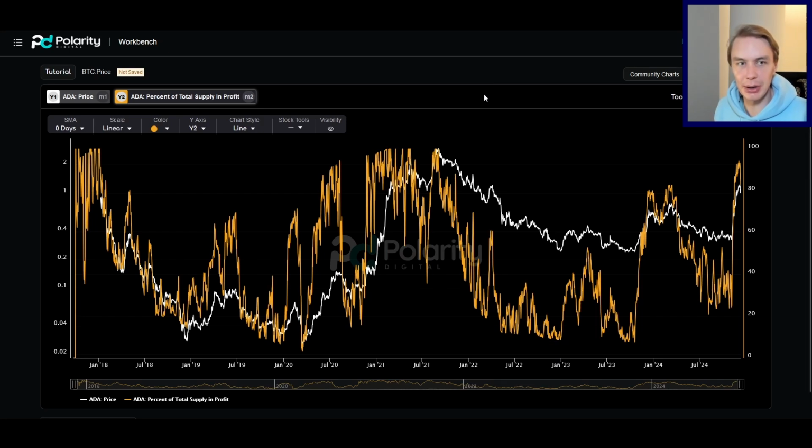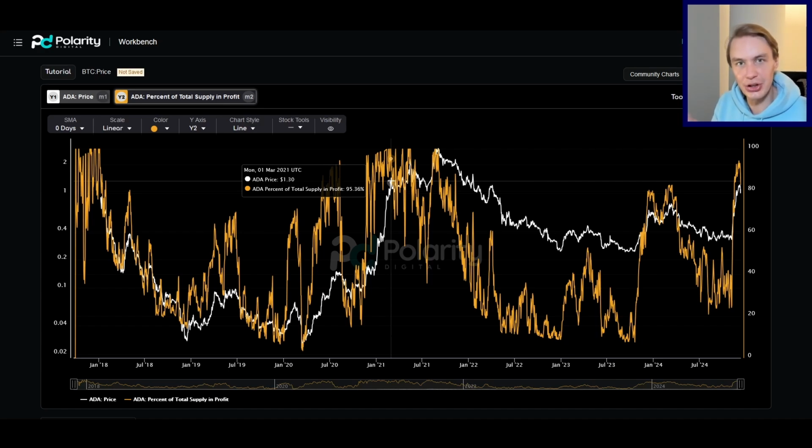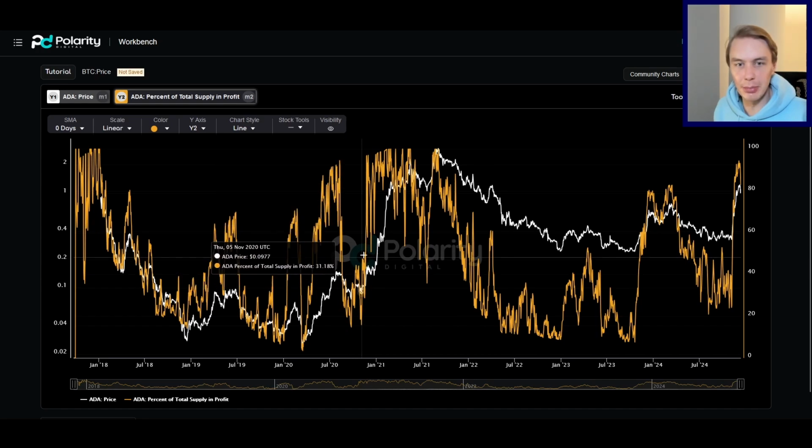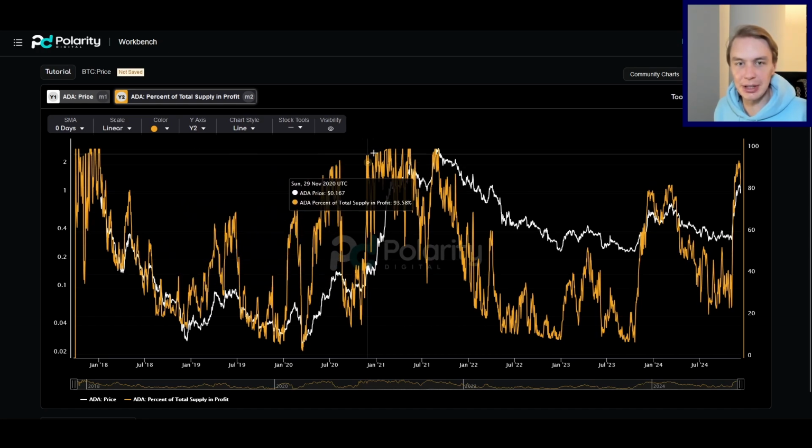So the first thing I want to talk about is the percent of total supply in profit for ADA. So this is on-chain data. It basically looks at the chain itself and says, okay, just looking literally at the ledger, how many people are in profit versus loss? What percentage of holders? And what you can see is that in bull markets, you'll get to these points where basically everyone is in profit. Very high percent or 100% of people are in profit.